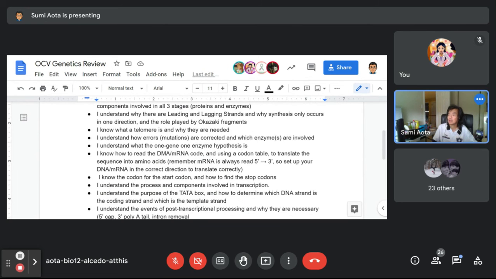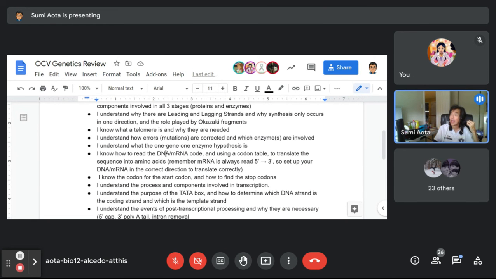So this one, DNA, we just did, right? We did an example of that on the practice protein synthesis question. So you know how to read the DNA mRNA code and, using a codon table, translate the sequence into amino acids. Okay, and this is key. Set your mRNA the correct direction, 5' to 3', so that you're translating correctly. Okay, you know what the start codon is and how to find the three stop codons.